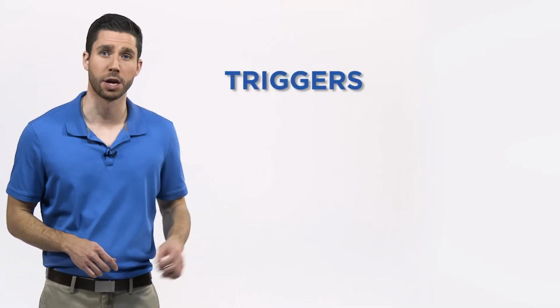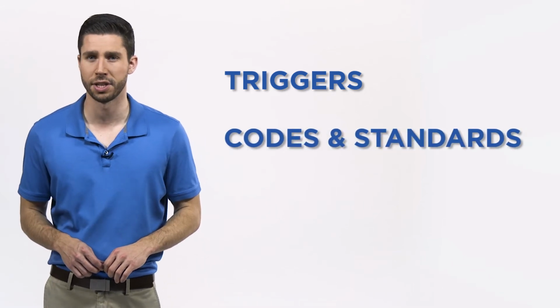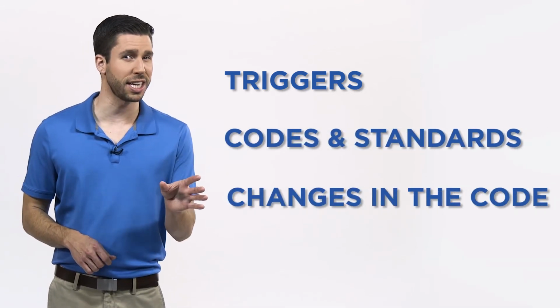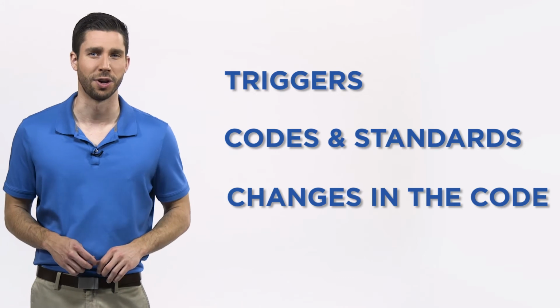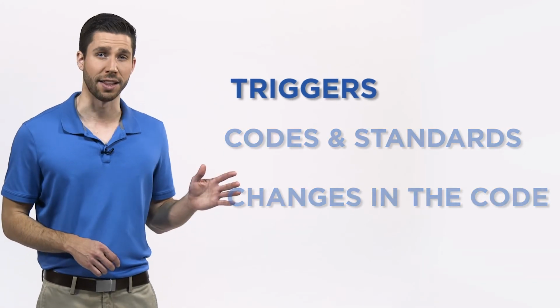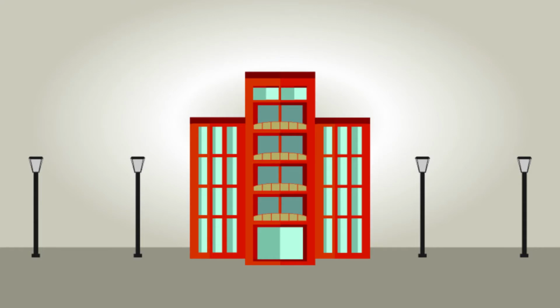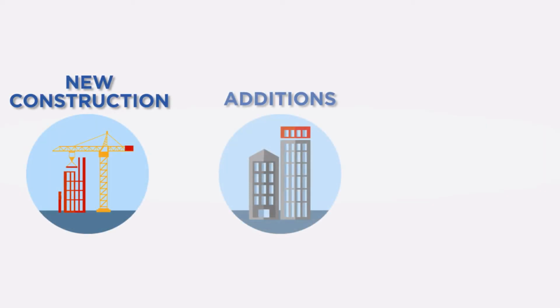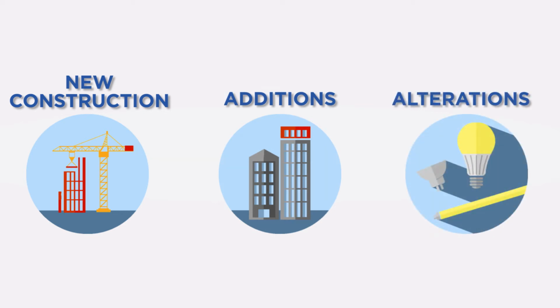We'll discuss when acceptance testing is triggered, applicable energy codes and appliance standards, and changes from the 2013 to the 2016 code. First, let's discuss when the acceptance testing requirement is triggered. The lighting controls acceptance testing requirement is triggered when certain indoor and outdoor lighting controls are installed. This requirement is applicable to new construction, additions, and certain alterations to existing buildings.